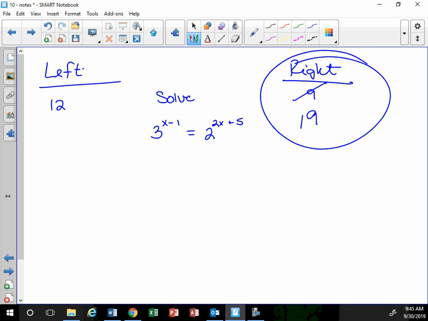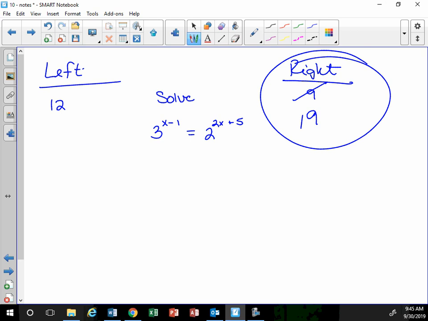The answer was 5 natural log of 2 plus natural log of 3 all over natural log of 3 minus 2 natural log of 2. I mean, the negatives have to be in the right place, but that's it.